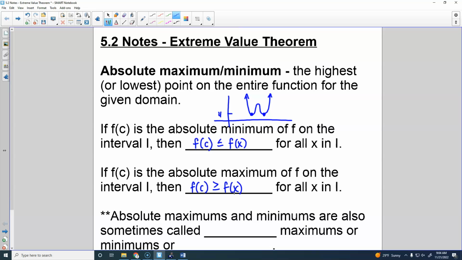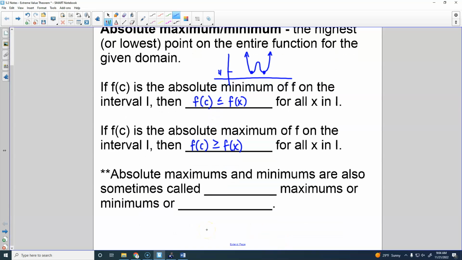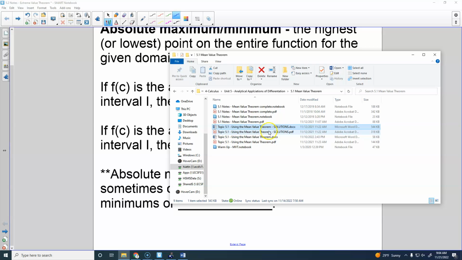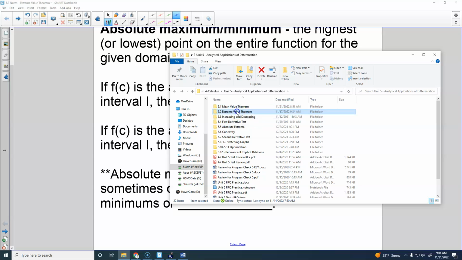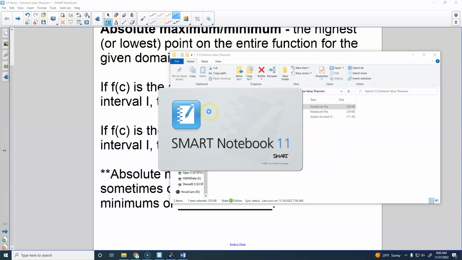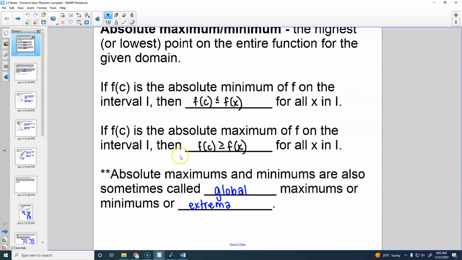I think I've forgotten the word that goes in that next blank. No, relative or local. I might have to check my completed notes here. I think it maybe global. That sounds right. Typically, absolute maximum are usually referred to. Yeah, global. Okay, I had it right. I was not so sure about it.